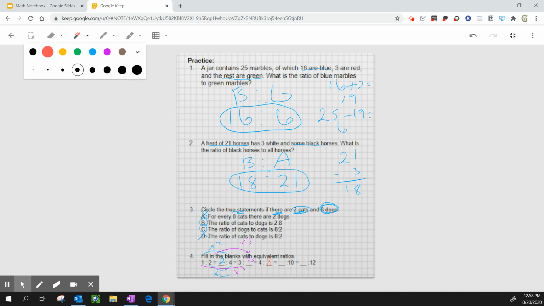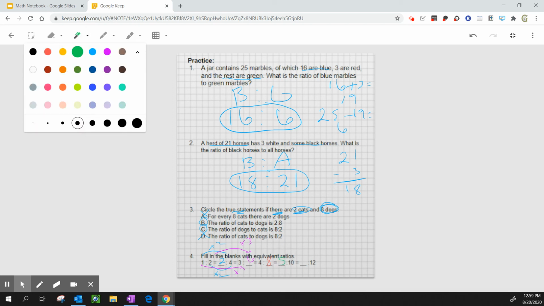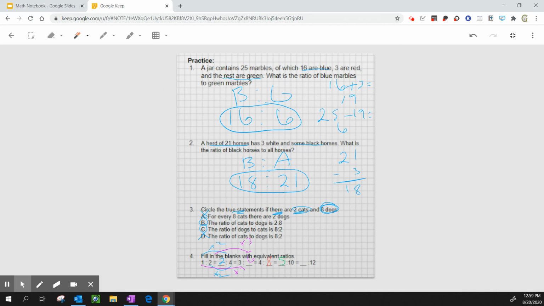Okay, so let's check these ones here. This one, we have the second number that's filled in. So 2 times 5 is 10. So 1 times 5 would be 5. Oops. There we go. And last but not least, we have the last number filled in, 12. So 2 to get to 12 is times 6. So 1 times 6 is 6. Sorry. And that is your basic ratio idea here.